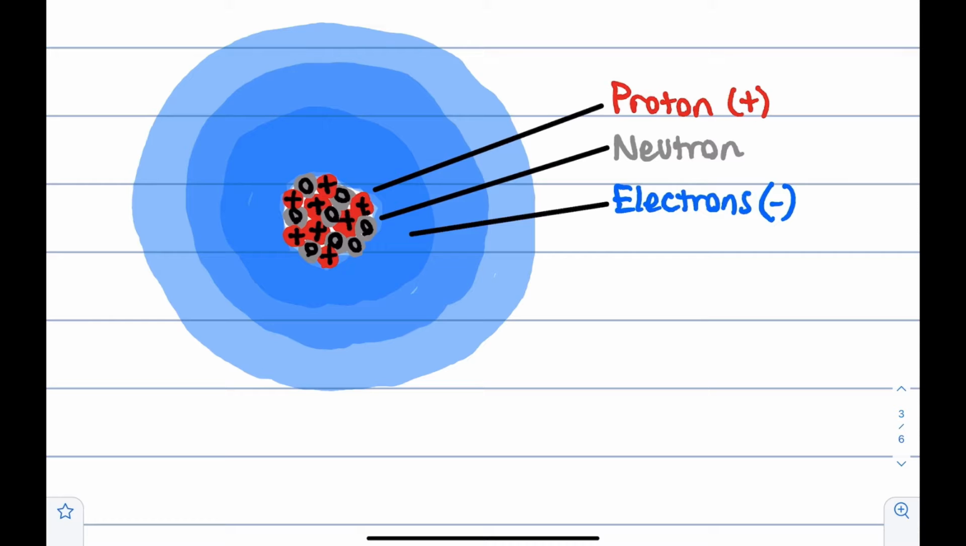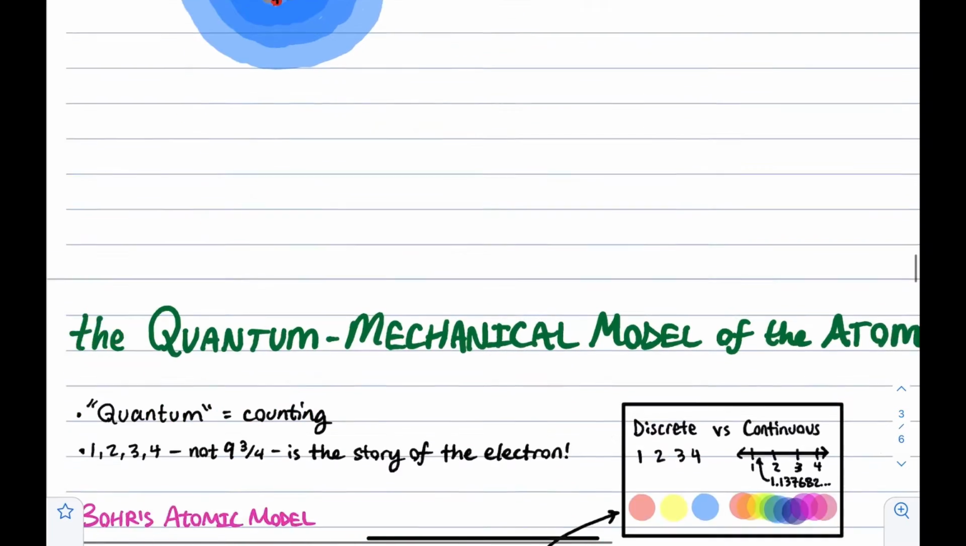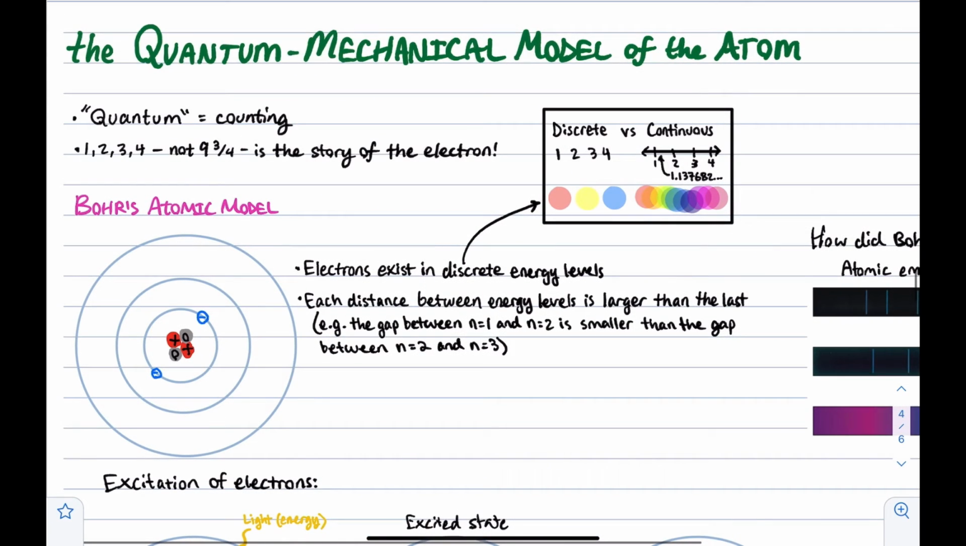But there are some things we can predict about them, and that's what this video is going to be about, is how can we take something that is really uncertain and predict everything we can about it so we can predict how atoms will act and how they will bond. So we're going to be talking about something called the quantum mechanical model of the atom. And that sounds really complicated, but we're going to break it down.